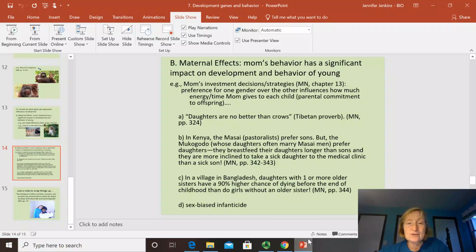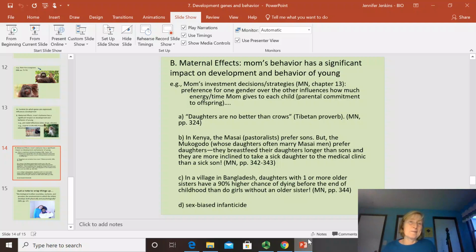Here's another interesting one. In a village in Bangladesh, daughters with one or more sisters have a 90% higher chance of dying before the end of childhood than do girls without an older sister. What does that all mean? It means having one daughter is okay in Bangladesh, but families tend to put less time and energy and care into that second daughter, right? That's what it seems to say. And of course, a lot of cultures have what's called sex-biased infanticide, and that is continuing today.